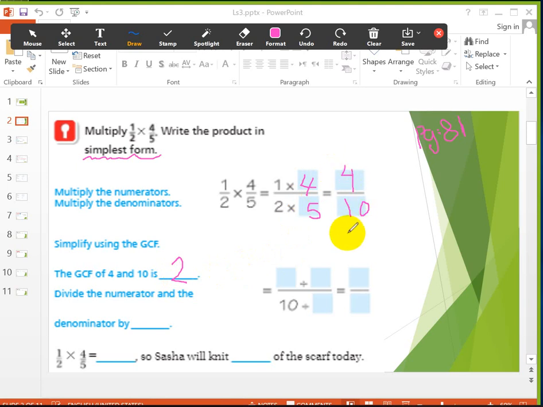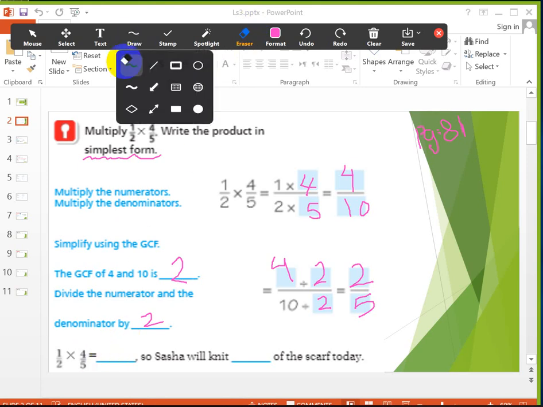Can I divide those numbers by any other number? Thank you, Jenna. No, I can't. So I will divide the numerator by 2 and the denominator by 2. Let's divide. 4 divided by 2 equals what? 4 divided by 2 equals 2. And 10 divided by 2 equals what? Equals 5. So the answer for this multiplication is 2 over 5. So the simplest form for the product is 2 over 5. Very easy, I think. Any question?